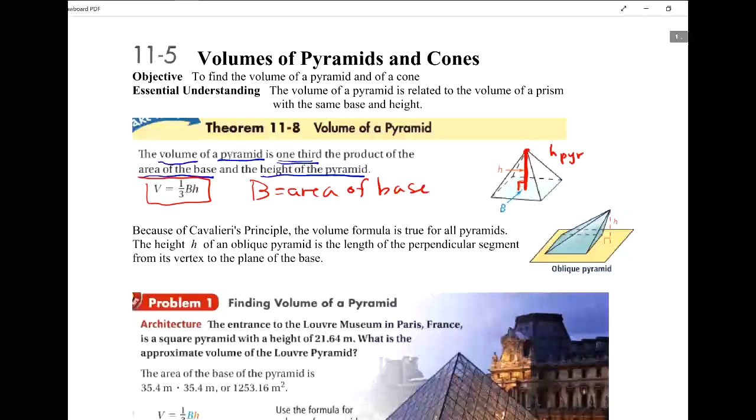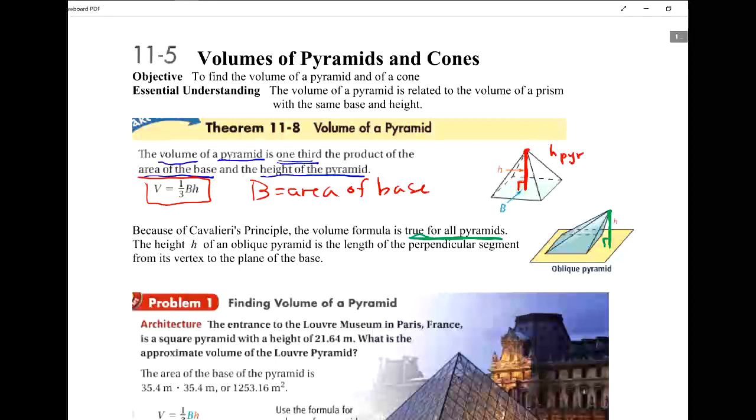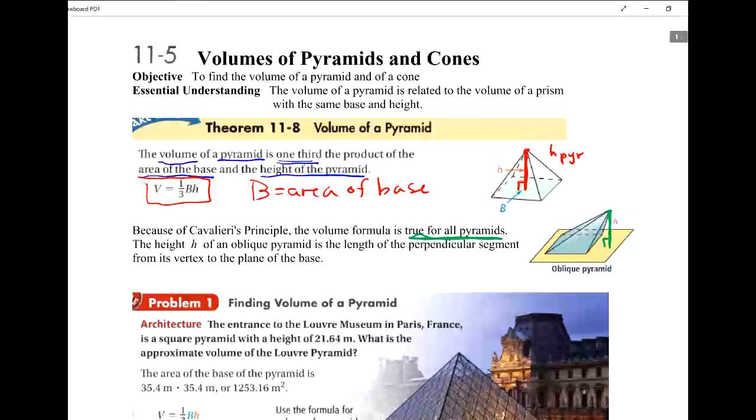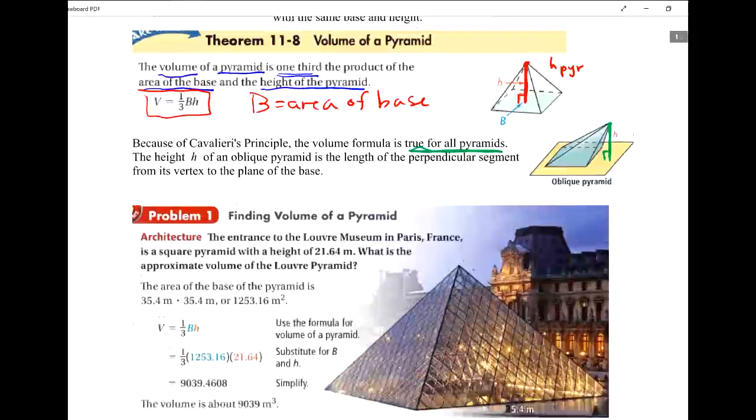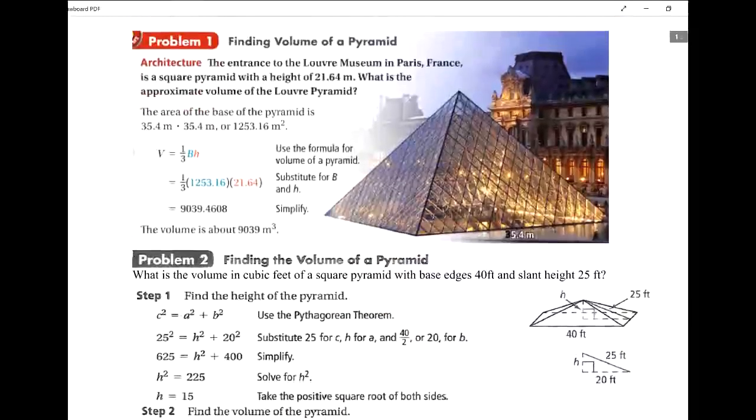That is important. Now, we're referencing Cavalieri's principle again here. This formula is true for all pyramids, even our oblique ones, because height still is measured from your vertex perpendicular to the plane that the base sits on. So this is just like our oblique cylinders and oblique prisms. All right, let's look at an example here.